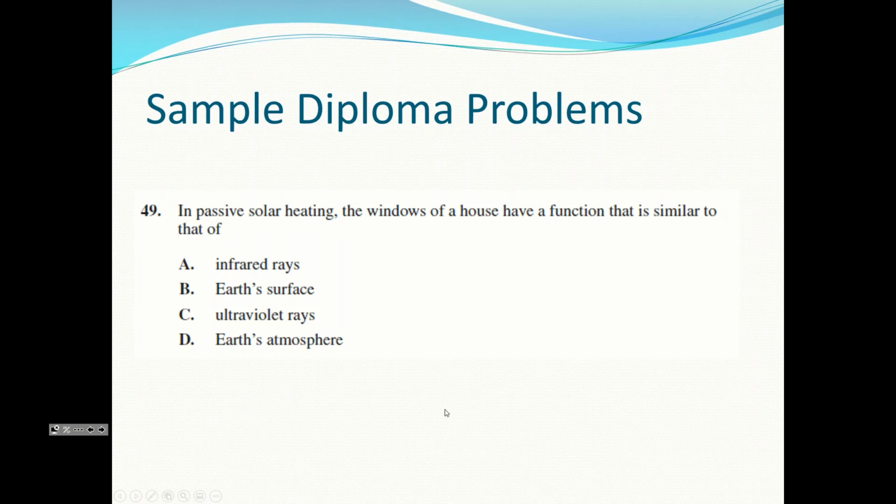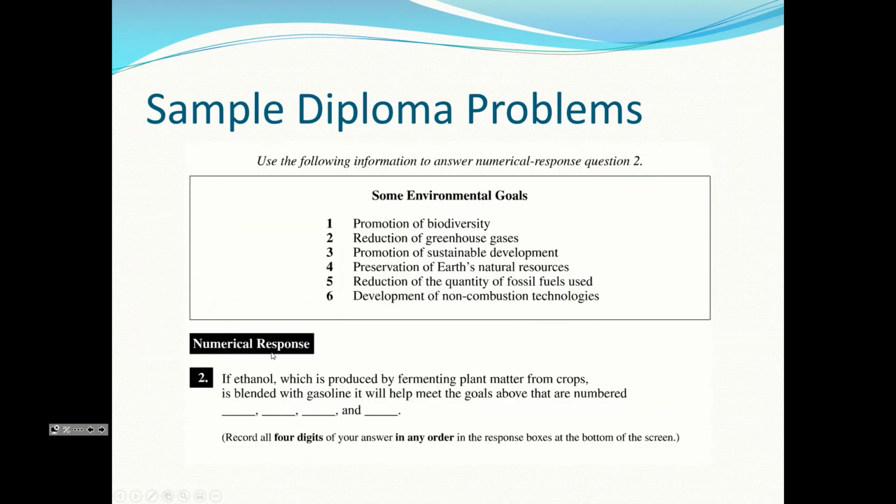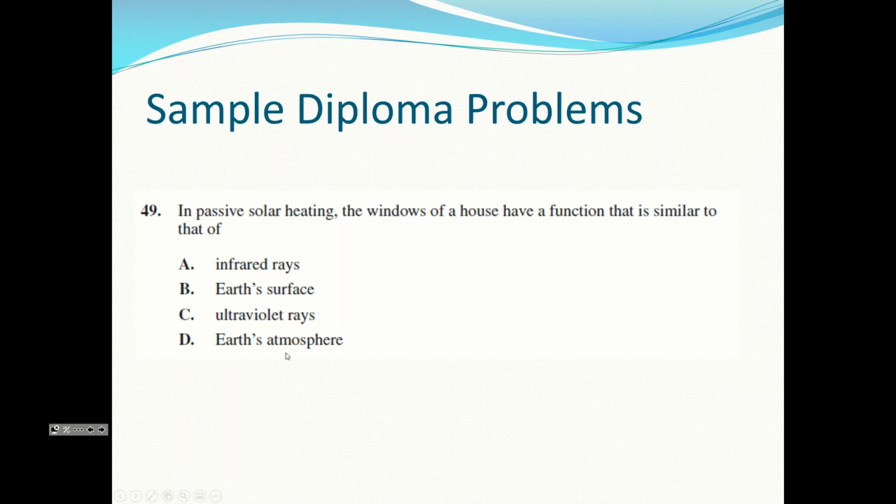Okay, so in passive solar heating, the windows of a house function similar to that of the Earth's atmosphere. It allows some light through, but doesn't allow other light through, I'd say. So Earth's atmosphere, D, would be the correct answer, the best answer for this one.